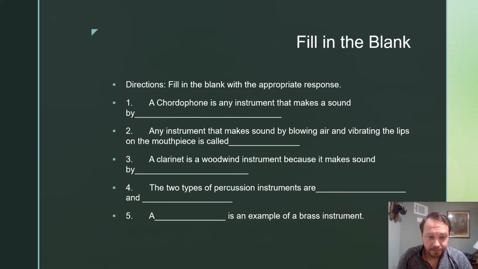Okay, and then number 5, quite simply, a blank is an example of a brass instrument. You would just put any brass instrument there. So any brass instrument that you can think of would be a correct response for number 5. Okay, moving on.